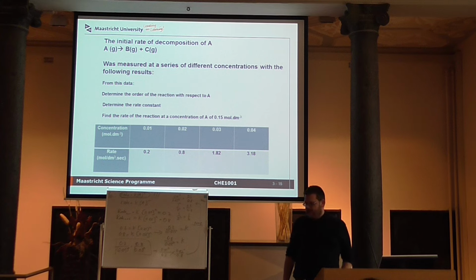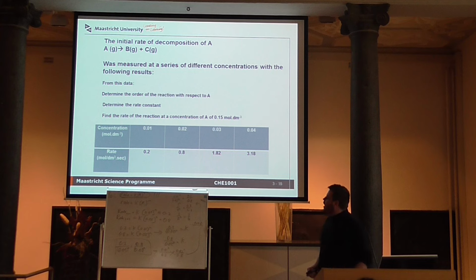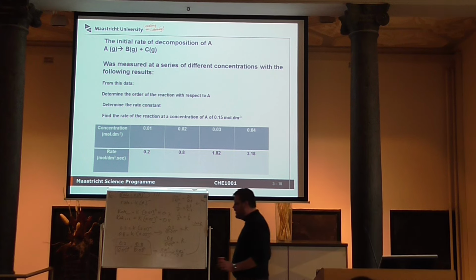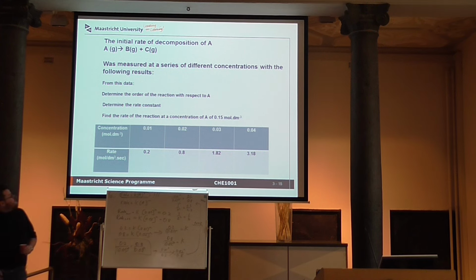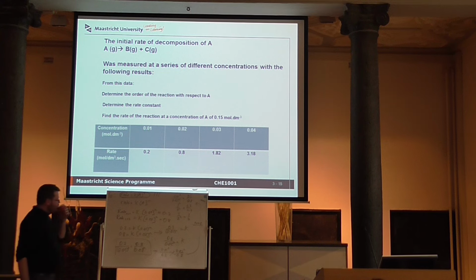The integrated rate law, and how to derive them. You could expect something like this in an exam or a midterm: being able to determine the reaction orders, the rate, and so on, given data like this. Now we didn't finish this. The third question was find the rate of the reaction at a concentration A of 0.15. What do you do there?